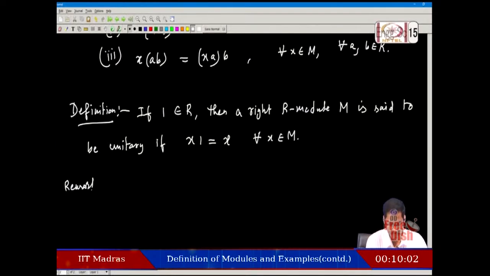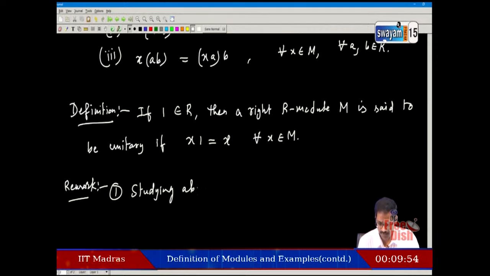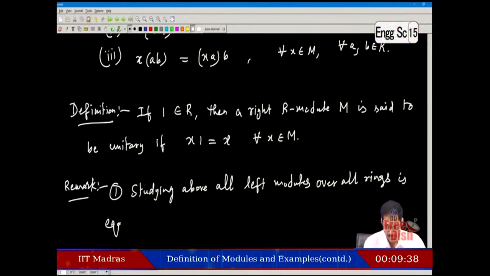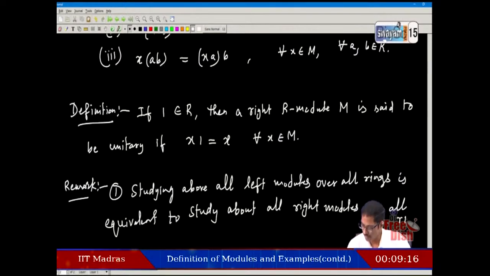Remark: studying about all left modules over all rings is equivalent to studying about all right modules. Okay.